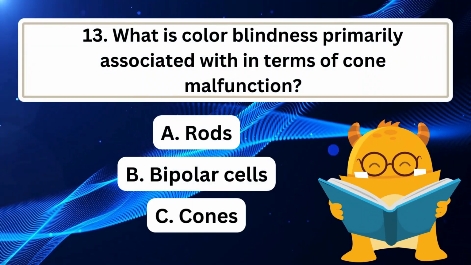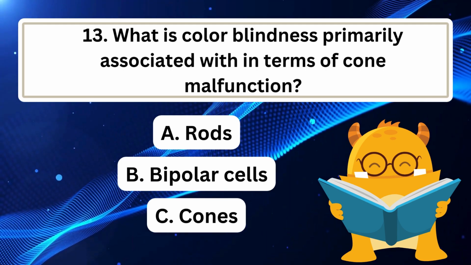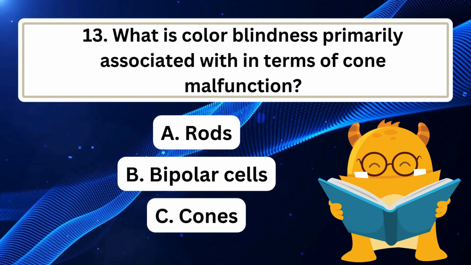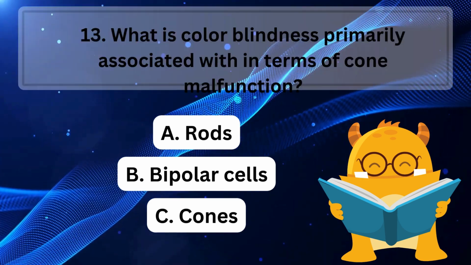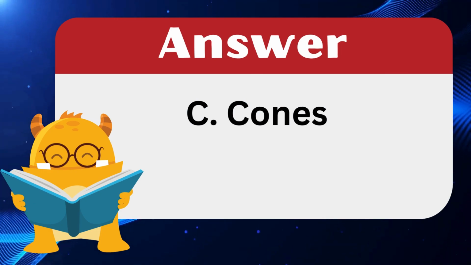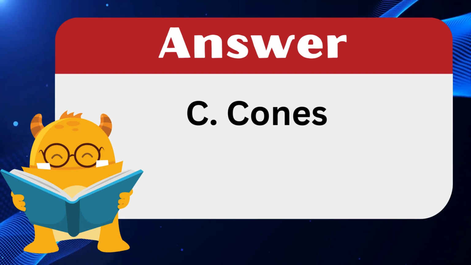13. What is color blindness primarily associated with in terms of cone malfunction? A. Rods. B. Bipolar cells. C. Cones. C. Cones. Color blindness often occurs due to malfunctioning cones, typically the absence of one cone type.